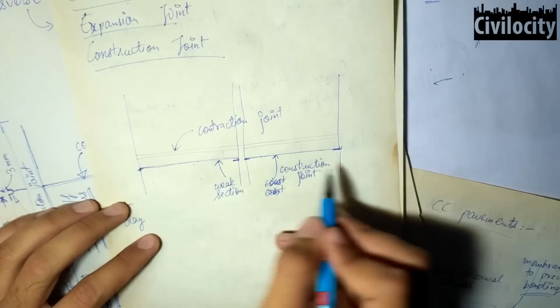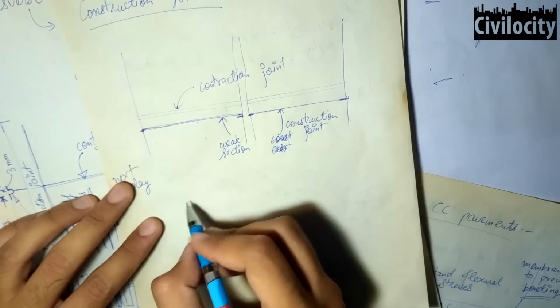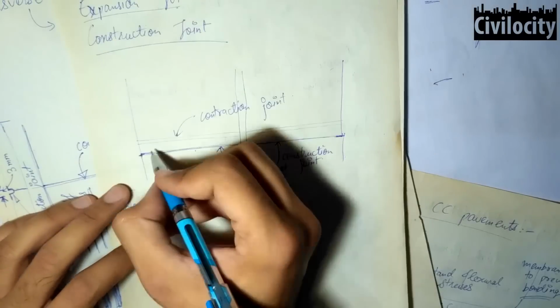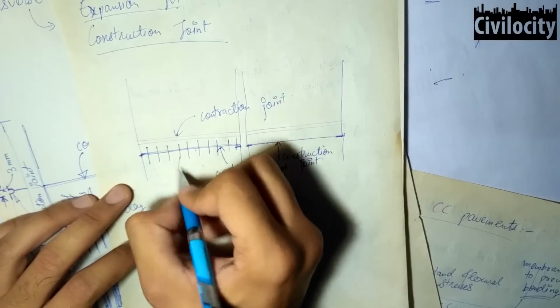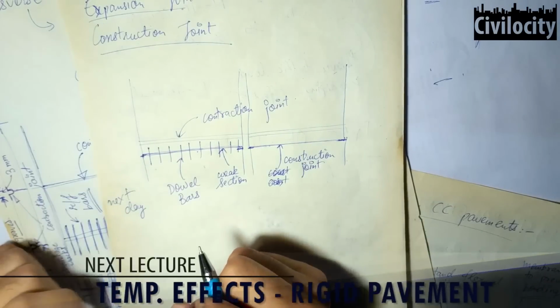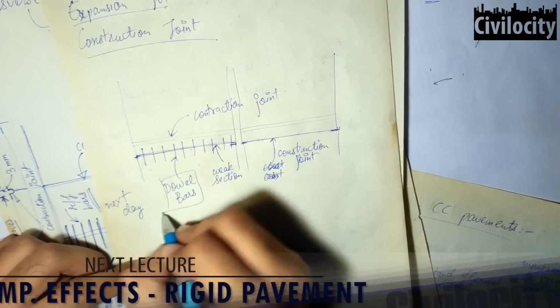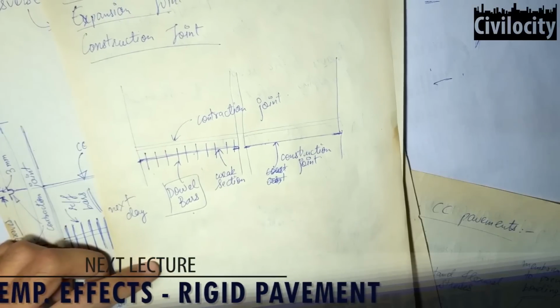So we try to merge this construction joint with an expansion joint, but if it's not possible, then we try to make this section stronger by putting dowel bars and then start the construction again and try to put a contraction joint near this construction joint. And this was all about the construction joint.